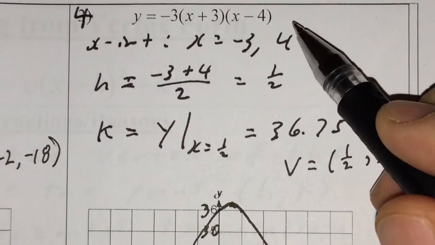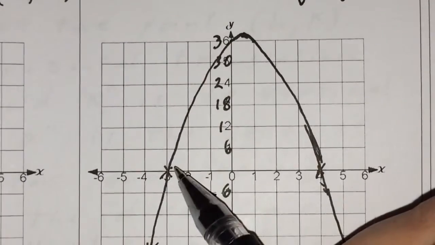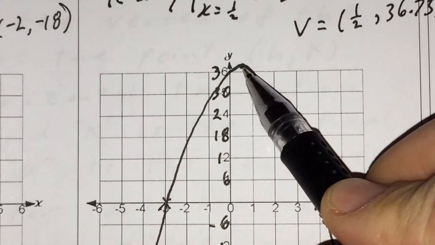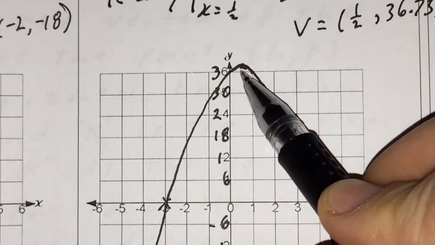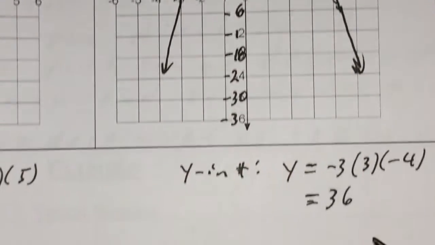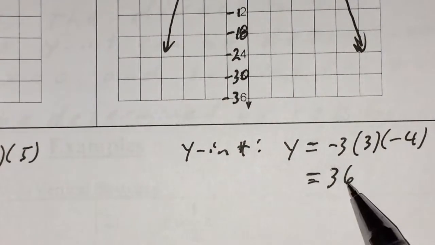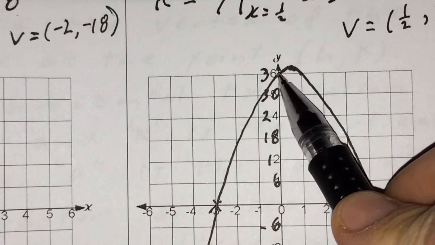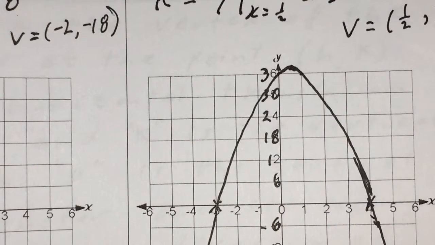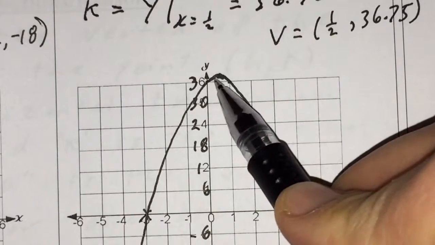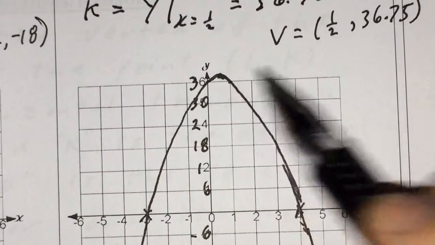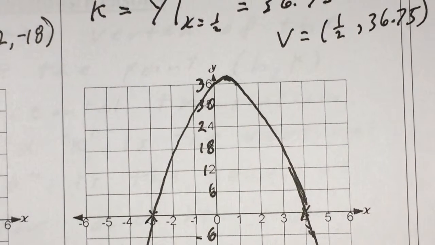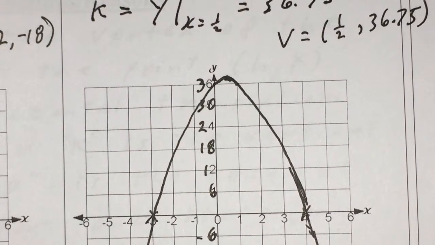The x-intercepts are negative 3 and 4. I plot those, and I plot the vertex at x equal to 1/2, y equal to 36.75. And then the y-intercept, subbing in x equal to 0, gives me 36. So from the vertex, I'm only going down 0.75, from 36.75 to 36, on both sides. The axis of symmetry is x equal to 1/2. And that's it for factored form.